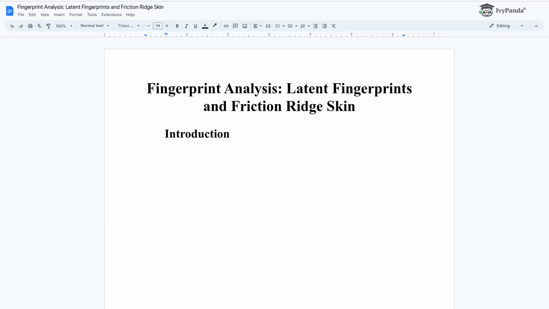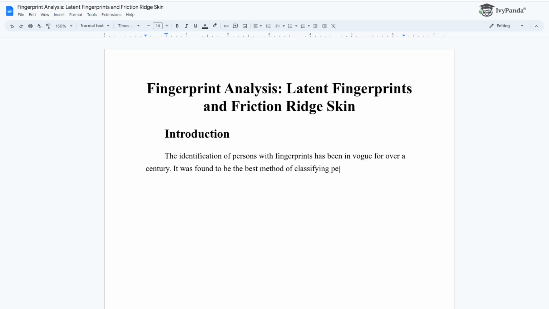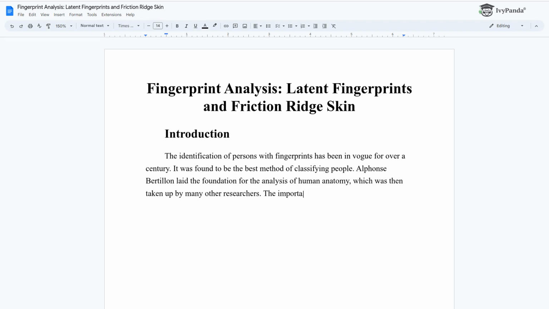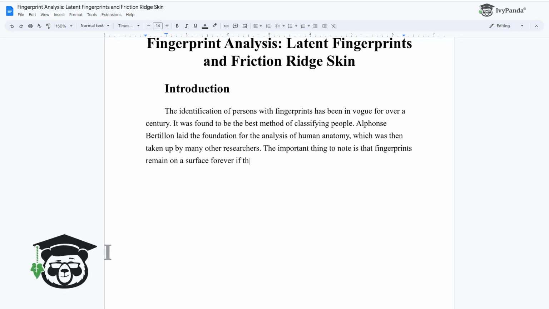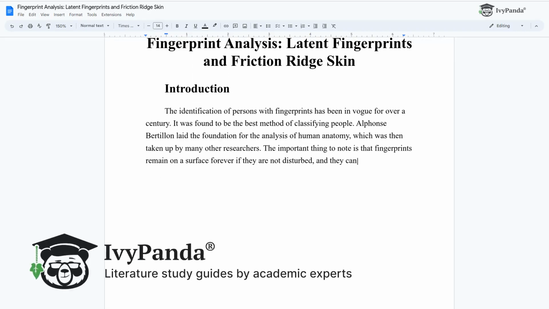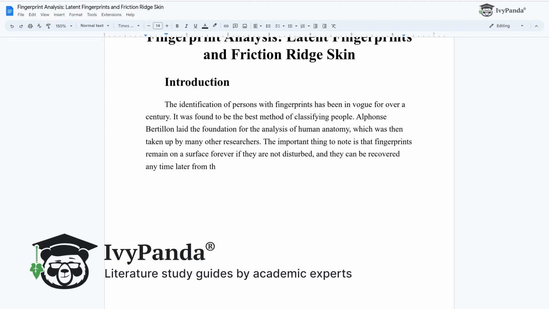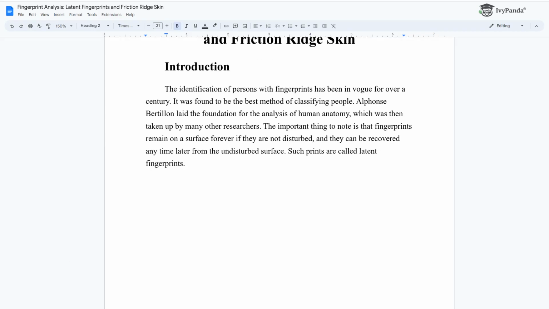Introduction. The identification of persons with fingerprints has been in vogue for over a century. It was found to be the best method of classifying people. Alphonse Bertillon laid the foundation for the analysis of human anatomy, which was then taken up by many other researchers. The important thing to note is that fingerprints remain on a surface forever if they are not disturbed, and they can be recovered any time later from the undisturbed surface. Such prints are called latent fingerprints.